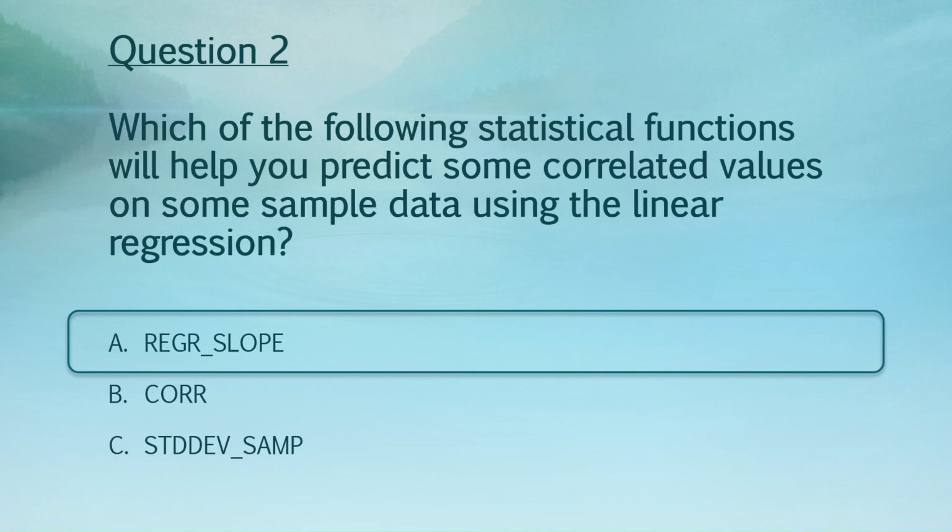And look, that's why I used on purpose different other words here, correlated values and so on, just to mislead a bit on some sample data. Definitely correlation could also be important. Standard deviation is related to the distribution. But for this specific question here, to predict some values, you need the slope.